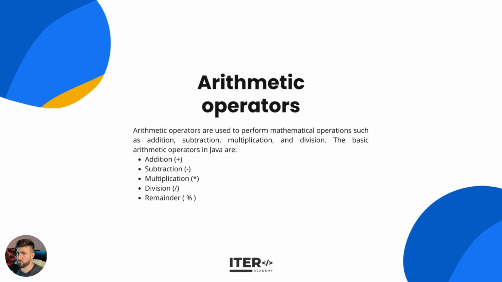For addition, we use plus, for subtraction, we use minus, for multiplication, we use asterisk, for division, we use slash, and for the remainder, we use the percent sign.